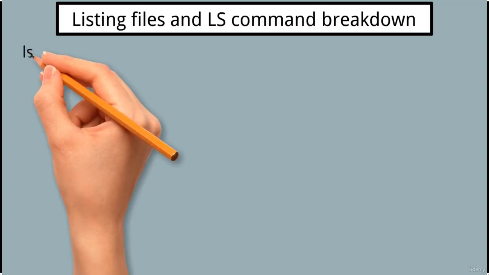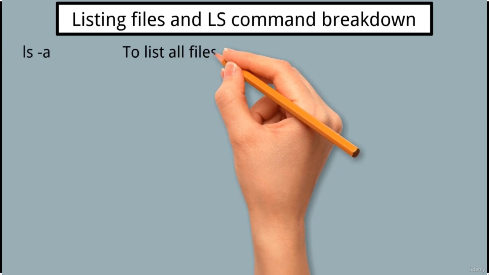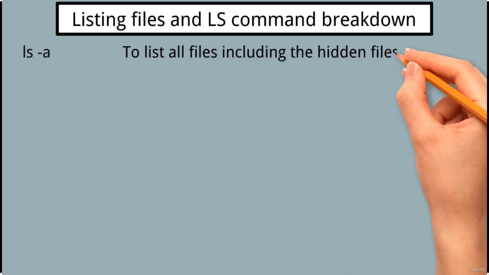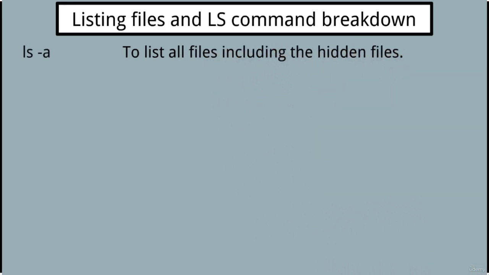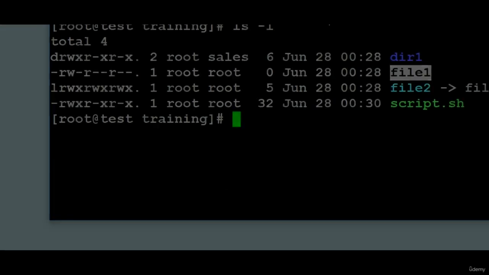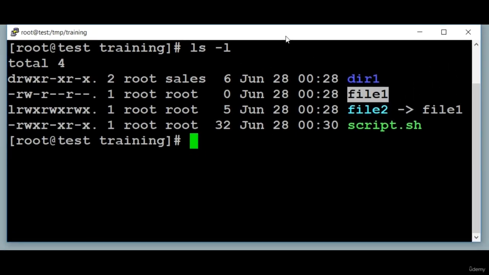Next is ls -a, to list all files including the hidden files. So let's run that command and see what it does. Let me bring up my terminal. So far when we ran any other commands, it didn't show us any hidden files. There's a way to see the hidden files. So if you do ls -a, hit enter.